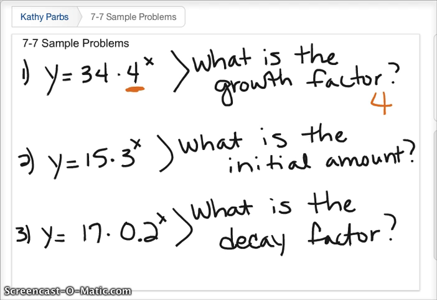In the next problem, it asks us what is the initial amount, y equals 15 times 3 to the x. Our initial amount is what we multiply the power by, so it would be 15.